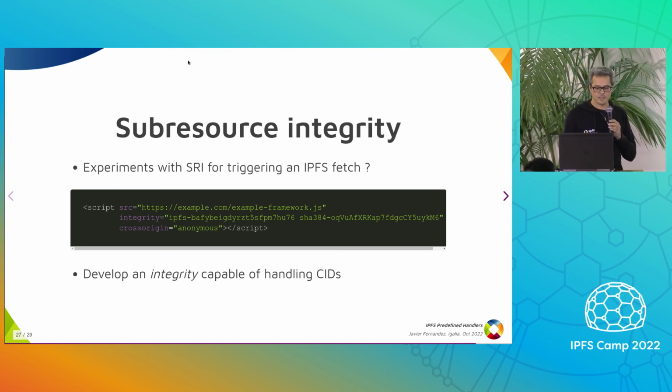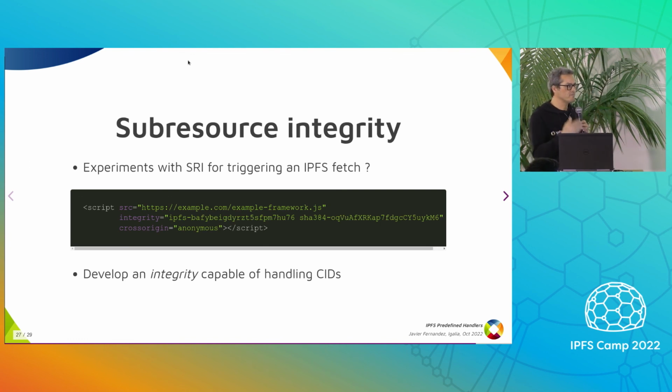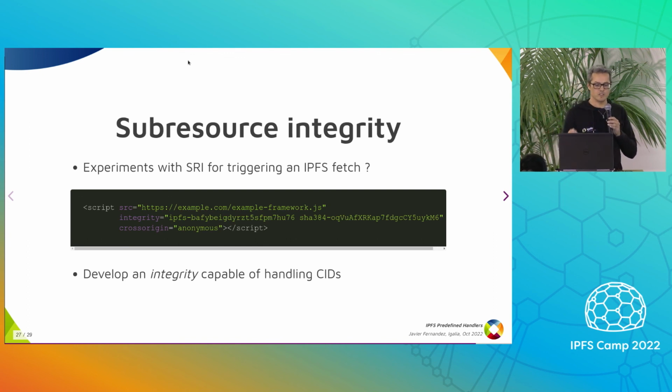It doesn't work like that. Subresource integrity is a specification that aims to ensure that what you ask for is the specific content. So the idea is to use that pattern of what instead of where to retrieve, or to indicate that we want to retrieve the content using IPFS. So the integrity attribute would be not only for integrity, but also for access.